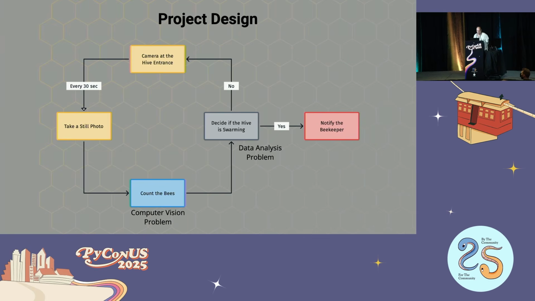At this point, counting the bees becomes just a computer vision problem, and from that, determining if the hive is swarming is just a data analysis problem. I know, just, right? And the problem and the fun is in figuring out how to do just that.